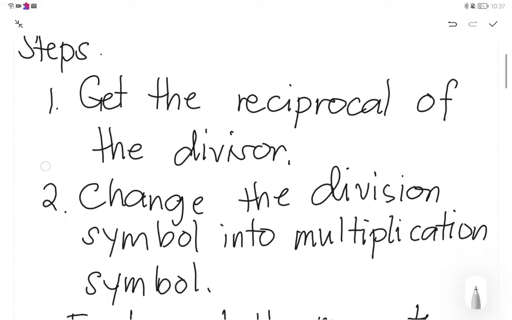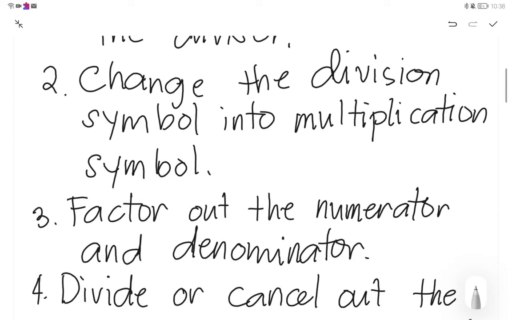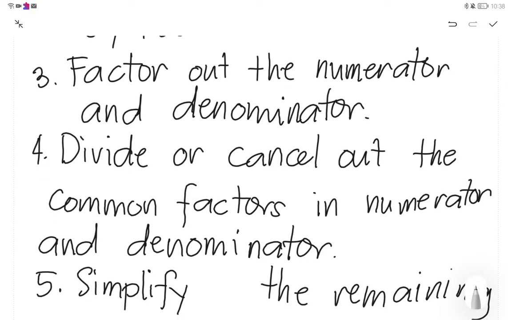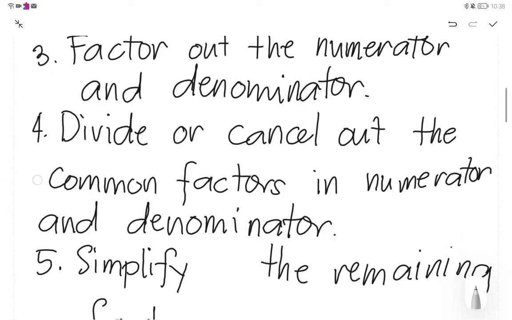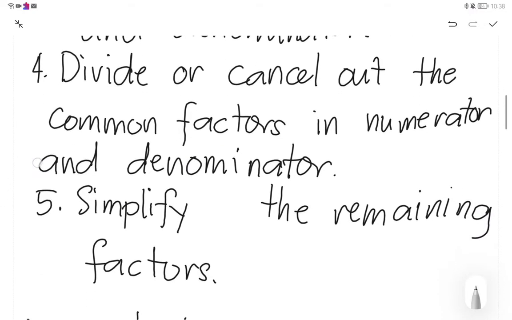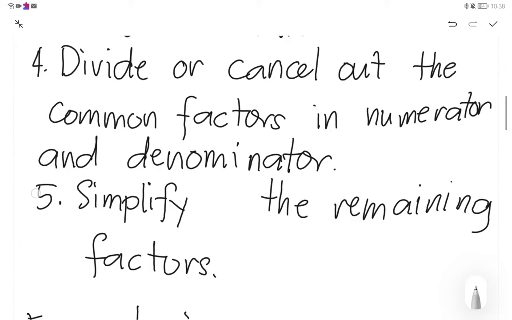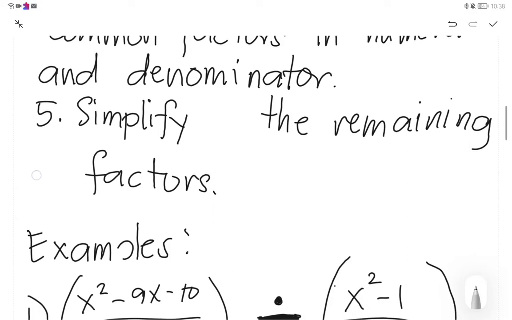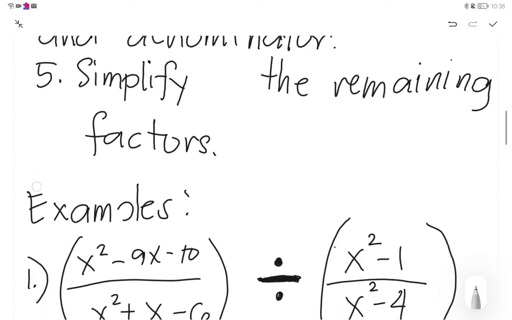Step 1, get the reciprocal of the divisor. Step number 2, change the division symbol into multiplication symbol. Step number 3, factor out the numerator and denominator. Step number 4, divide or cancel out the common factors in numerator and denominator. Step 5, simplify the remaining factors.